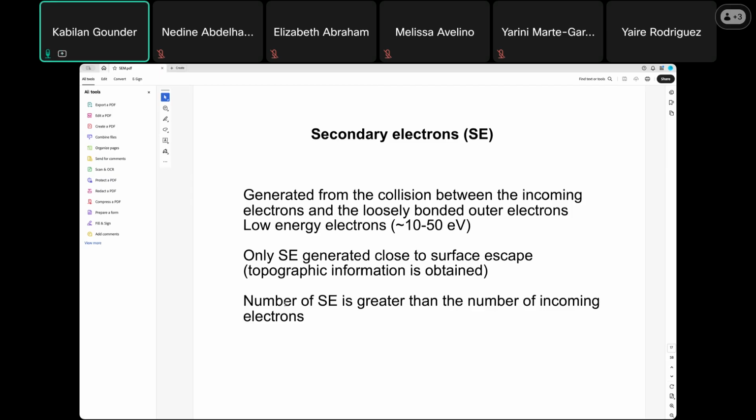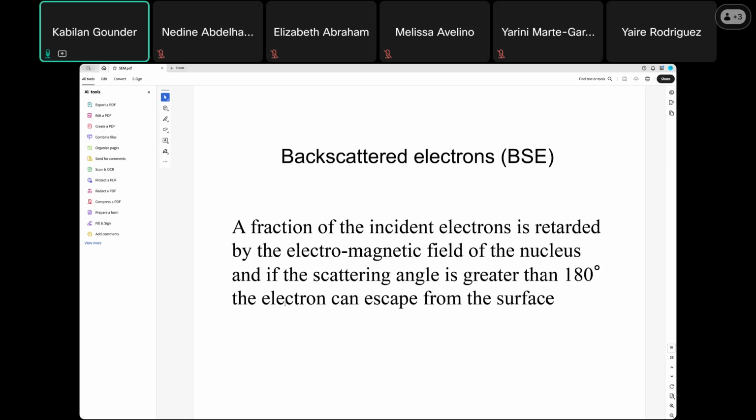number of incoming electrons. Then backscattered electrons: a fraction of the incident electrons is retarded by the electromagnetic field of the nucleus, and if the scattering angle is greater than 180 degrees, the electron can escape from the surface.